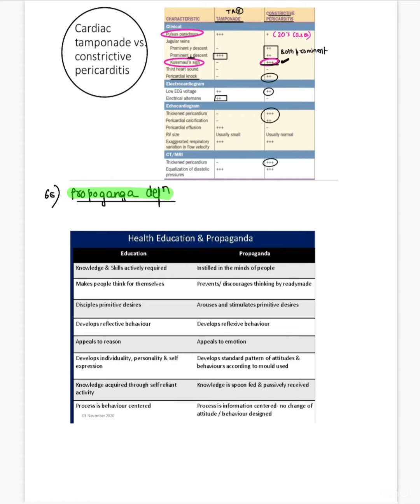Then the next question they ask you is propaganda. Many were confused where this question is from. So this question is from PSM. Propaganda and education, guys, are two topics PSM has described side by side. In propaganda, someone is basically forcing you, someone is putting something in your mind. This is instilled in the minds of people. As a result, people are not allowed to think, guys. It prevents ready-made thinking, stimulates primitive desire, and the person will show aggressive, reflexive behavior. It is an appeal to emotion.